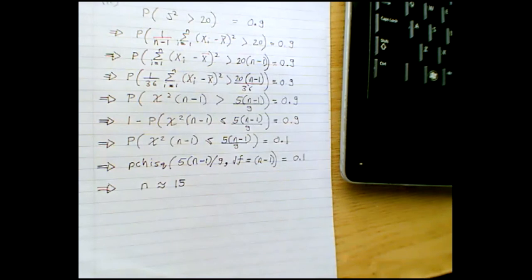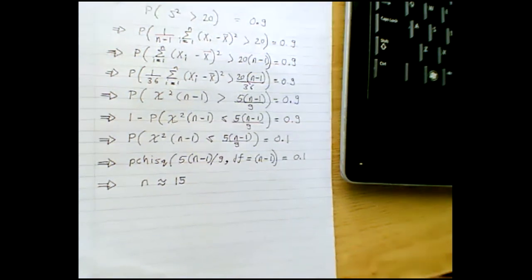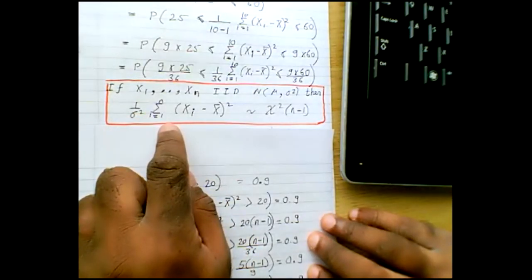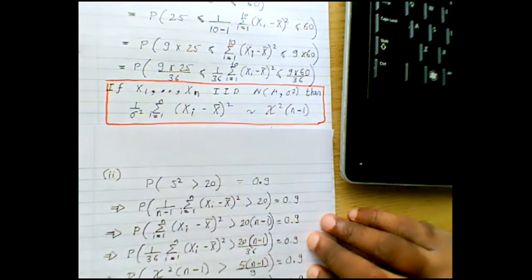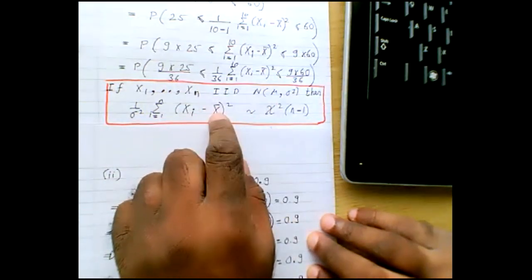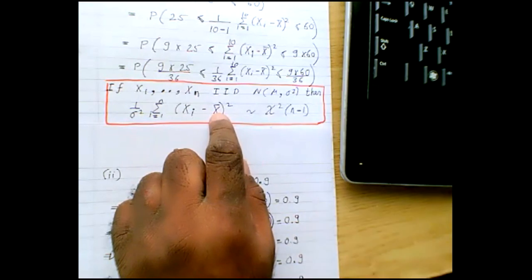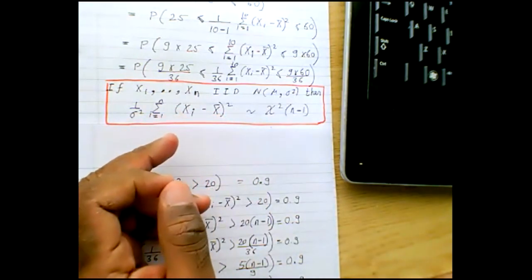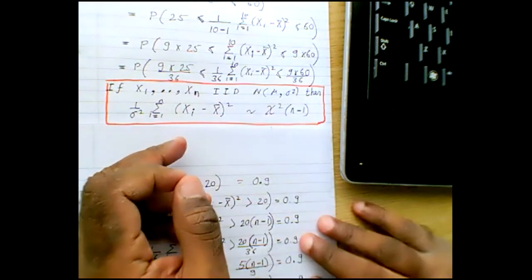Why must it be a chi-squared? Because that's the property, sir. It's a property mentioned in the class. If you look at the video on chi-squared, you will see that this is a property that I gave you in the video on the chi-square distribution, right? It can be proved, but I don't expect you to know the proof.